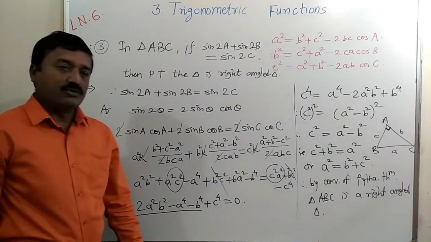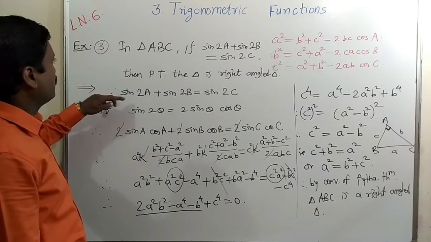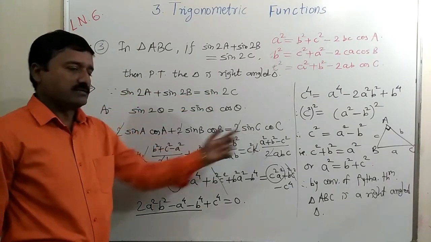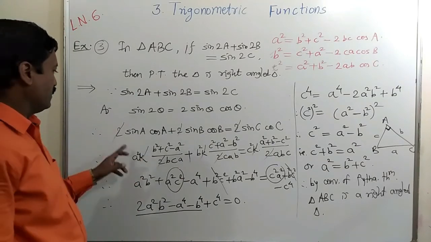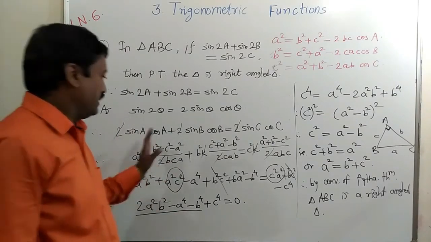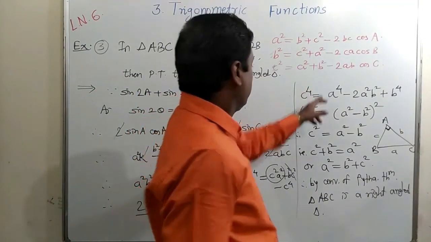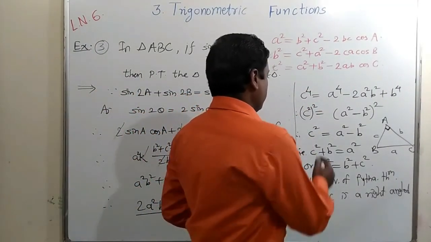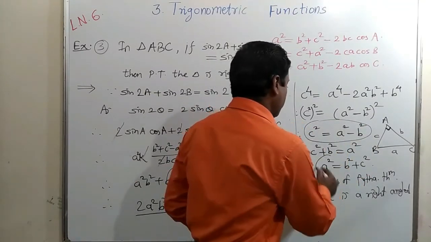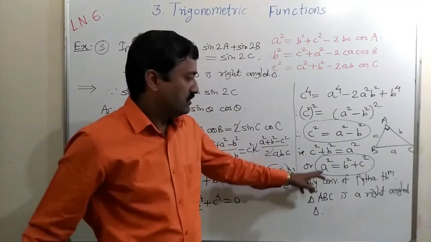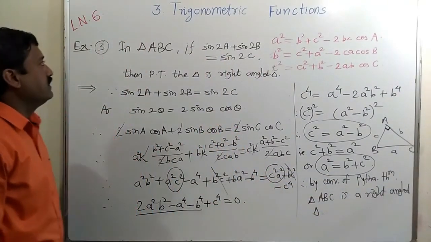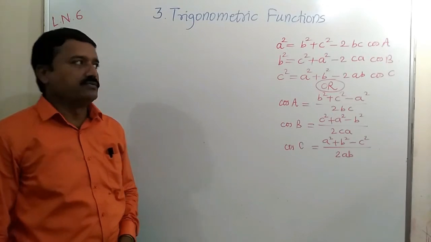Is it okay? So what we have done here, we have converted these double angles into single angle formula. First we have used that double angle formula, and using sine rule and cosine rules just simplified so that we get this equation, that is c square equal to a square minus b square, or a square equal to b square plus c square. So from that, by using converse of Pythagoras theorem, we get triangle ABC as right angle triangle. Let's see example number 4.